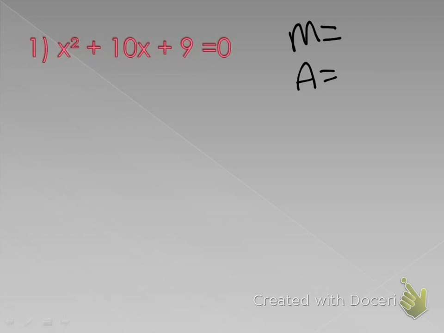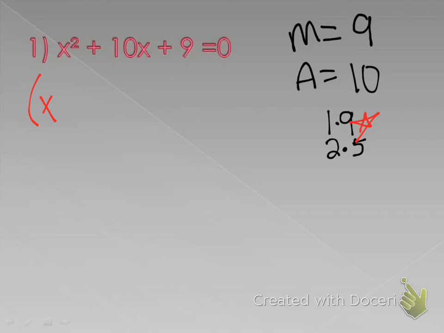Remember, the regular old number in the back is your M. The number in the middle is your A. So we are looking for two numbers that multiply to 9 but add to 10. So we could do 1 and 9, 2 and 5. Do either of those add to 10? 1 and 9. So that's the numbers I'm going to use when I write my binomials.